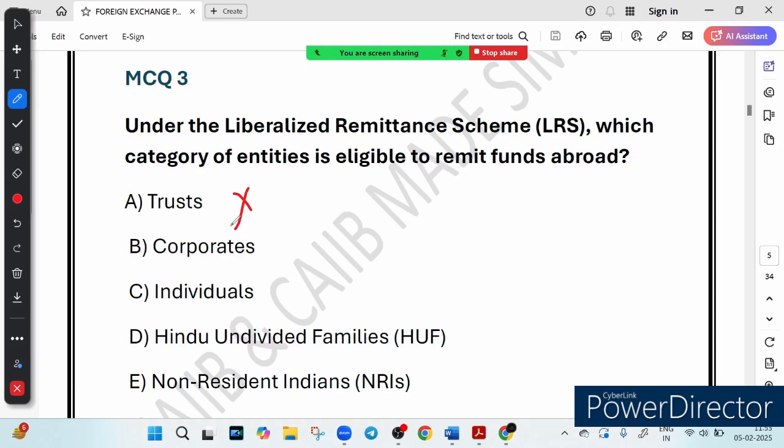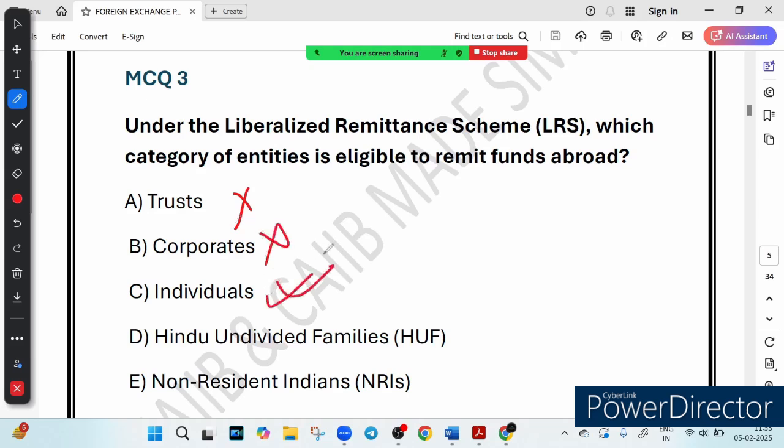Option B says corporates. See, corporates and companies are not eligible under LRS. Businesses and companies cannot remit funds under LRS. They must follow separate FEMA rules for overseas investment. For example, a software company in India wants to send money to buy cloud services from the USA. It cannot use LRS but must go through corporate remittance guidelines. So this is also incorrect.